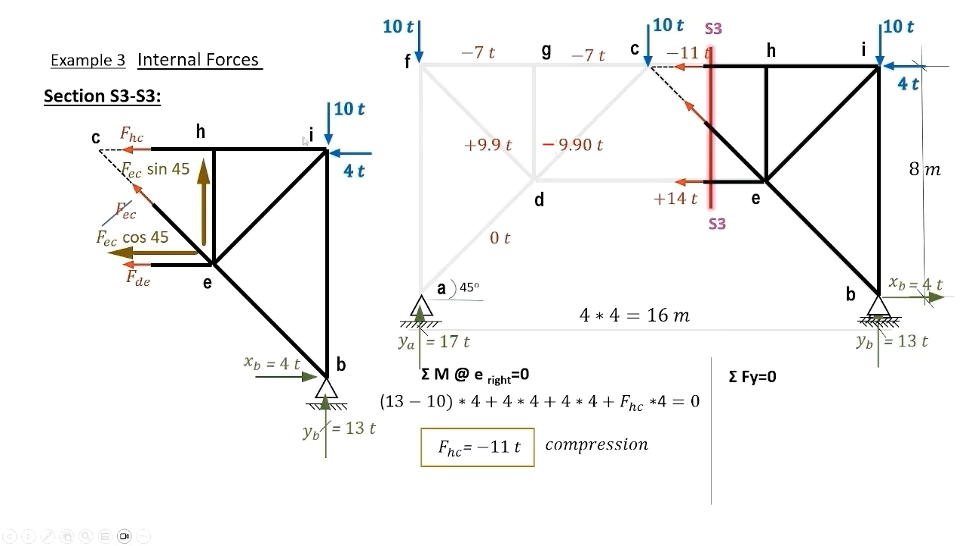Considering the forces in the y direction to be equal to 0, we consider 13 minus 10 tons plus the vertical component of EC. And we have force in EC equals minus 4.24 tons compression and is plotted on our diagram.